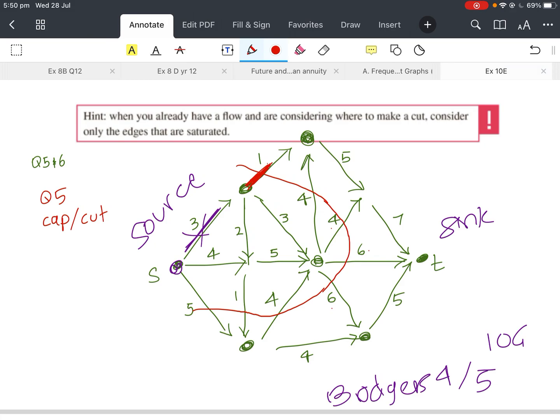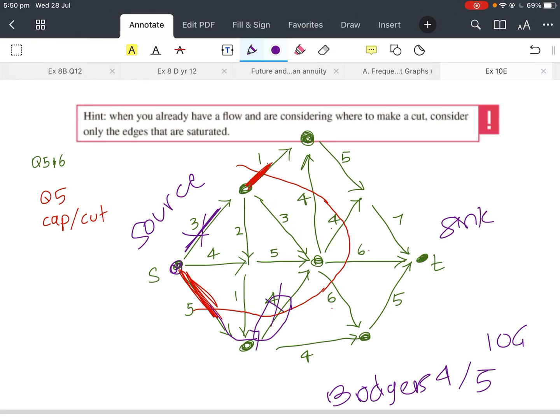I'm going to include this one here. Now this one here, I'll do it in purple. This one here has already been cut off by this flow here. So if it's already cut over here, you can't include it. So I don't include that 4.